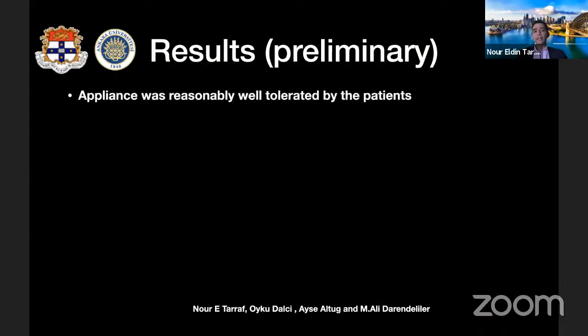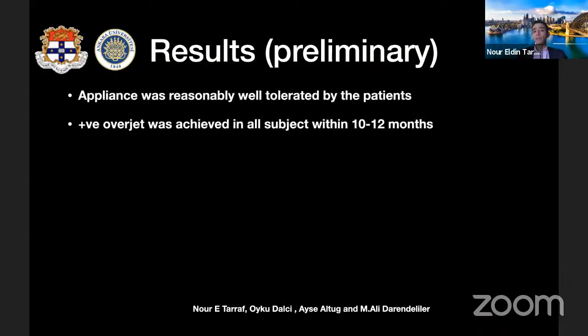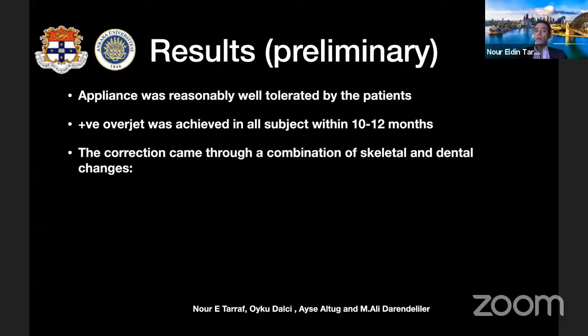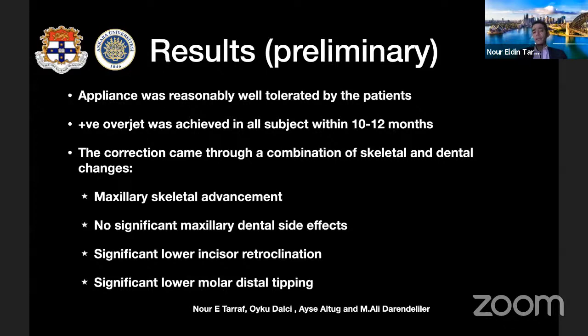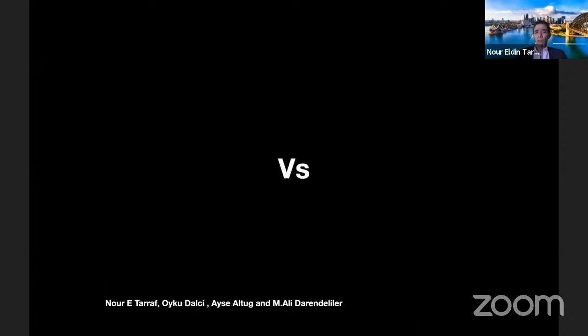So our preliminary results are telling us that the appliance was reasonably well tolerated by the patient. We achieved a positive overjet in all of the patients in about 10 to 12 months. It mostly came through maxillary protraction and some dental changes in the mandible. The maxilla had no dental side effects, but the mandible showed lower incisor retroclination and significant tipping of the lower molar, which tipped distally, which is to be expected, I guess, because you're just leaning on them 100%.